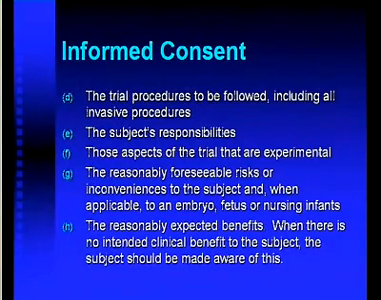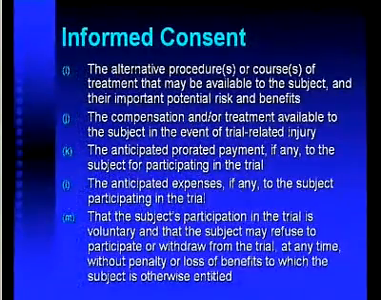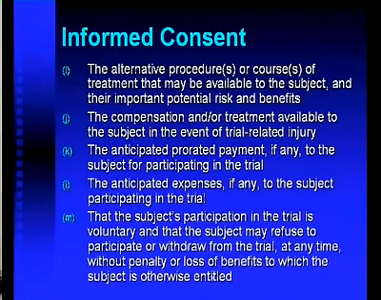Foreseeable risks or inconveniences to the subject, and when applicable to the embryo, fetus, or nursing infants. Reasonably expected benefits, and if there is no intended clinical benefit to the subject, they need to be made aware of that. That needs to be included. The informed consent needs to include alternative procedures that may be available to the subject and their risks and benefits. Compensation or treatment available to the subject in the event of a trial-related injury.